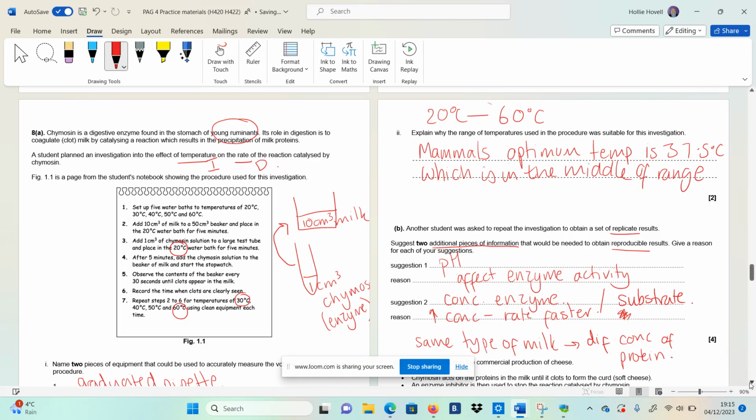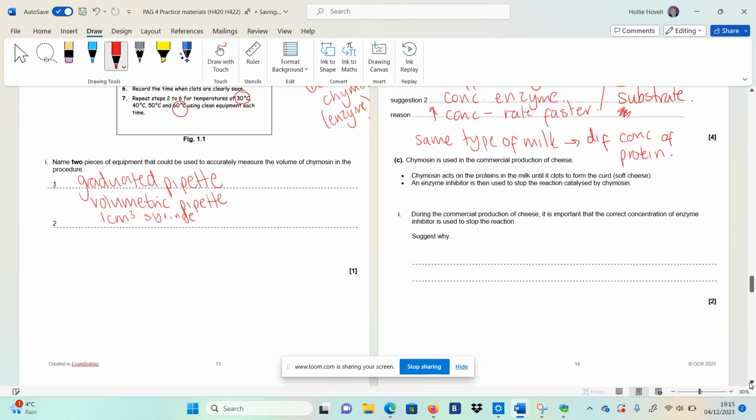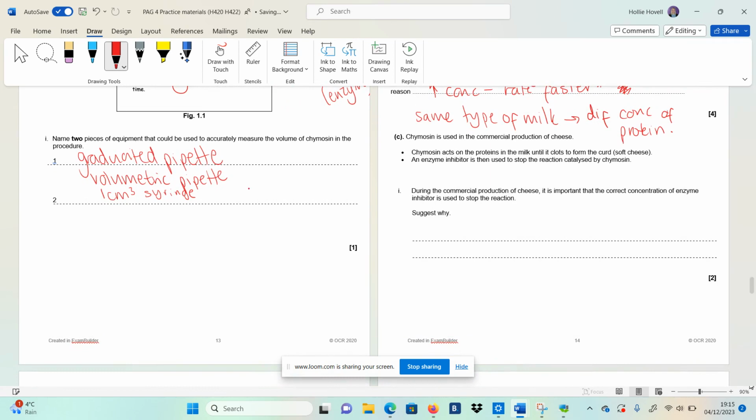Part C, let's go down a little bit. Chymosin is used in the commercial production of cheese. Chymosin acts on proteins in the milk until it clots to form the curd, which is soft cheese. An enzyme inhibitor is then used to stop the reaction catalyzed by chymosin. During the commercial production of cheese, it's important that the correct concentration of the enzyme inhibitor is used to stop the reaction. Explain why. Okay, so if they use too little, if they didn't use enough inhibitor, what would happen? The reaction might not stop.